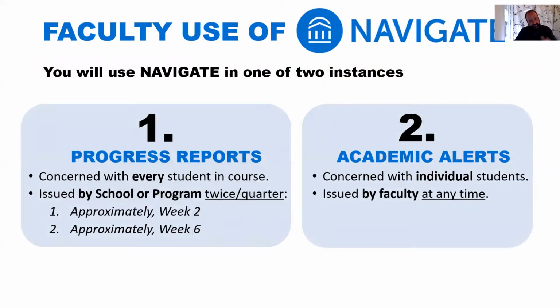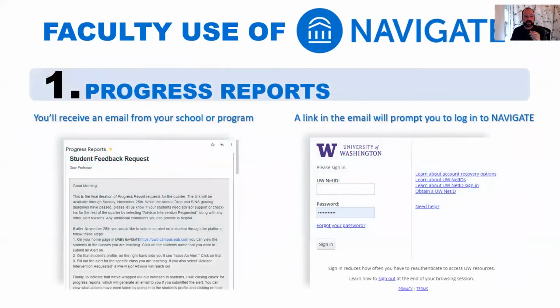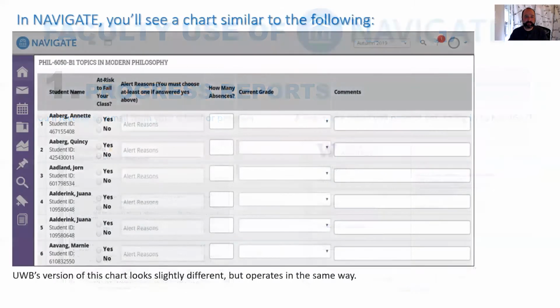So we have these two types, right? Faculty progress reports and academic alerts. So I wanted to kind of go through what these look like on your computers. When you get a progress report request from an advisor or from your school or from a program, you will get an email, and it will just say request for progress report or something of that nature. Student feedback request is the one that I got last. You click on the link. It takes you to your login. You put in your UW-Net ID and log in, right? And it'll open up a kind of large chart.